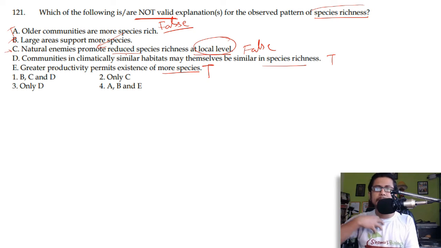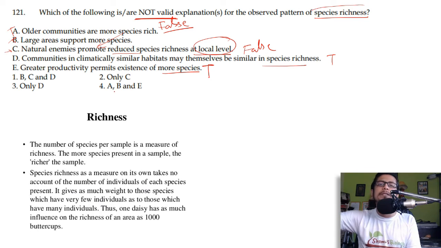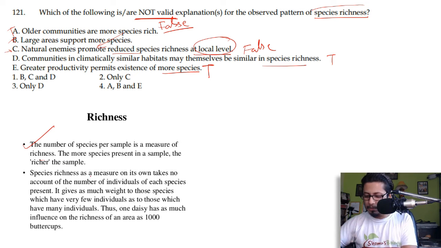Richness means we are not talking about any predator-prey model. We're talking about an ecosystem and how many species we can find at a given point of time. That is the richness that we are going to find out. And there is no room for the natural enemy to increase or decrease richness. So richness is the number of species per sample as a measure of richness. The more species present in the sample, the richer that sample is called.